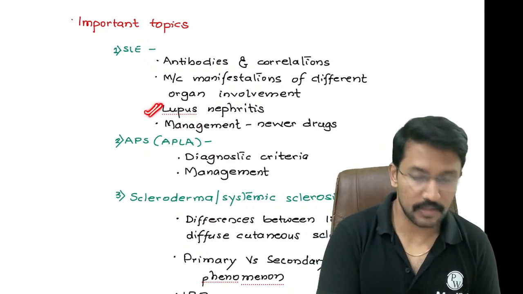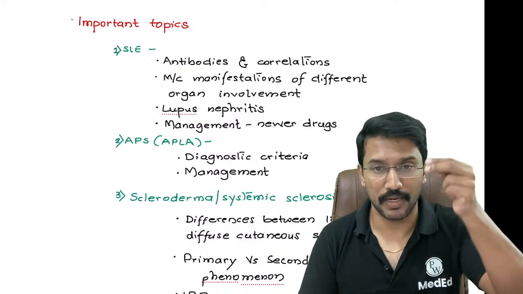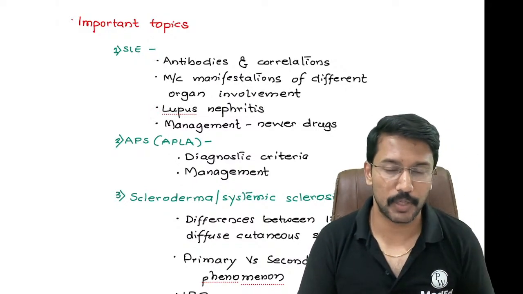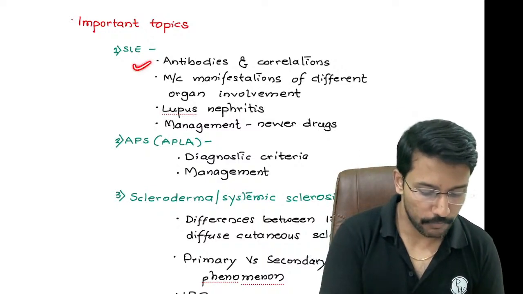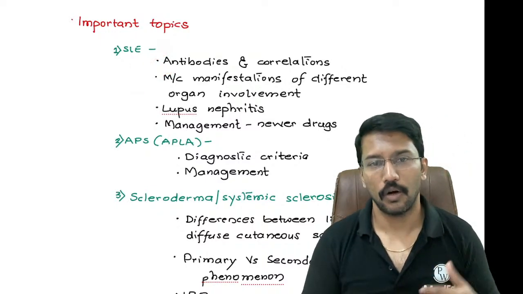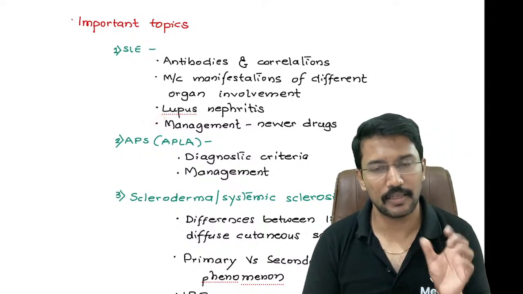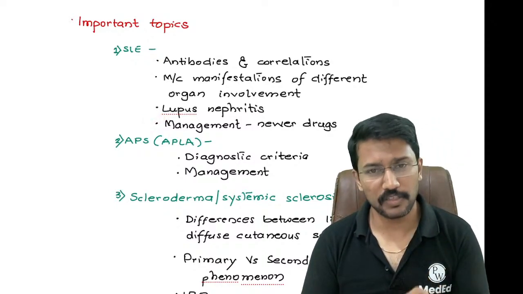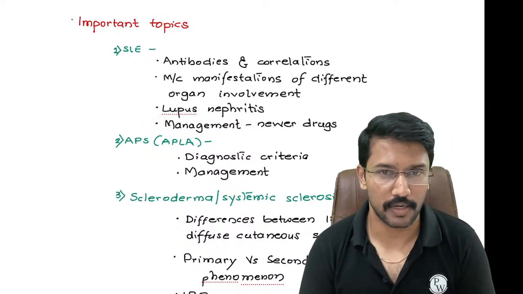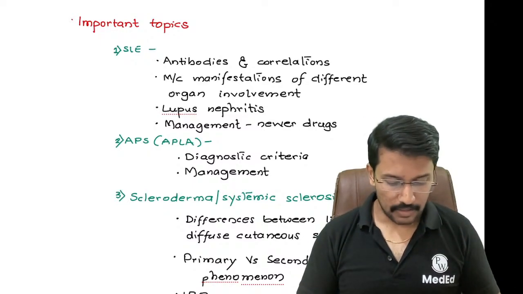MCQ template 3 is based on lupus nephritis, mainly the grade of lupus nephritis which you will study in pathology. I will focus on antibody and correlations, organ manifestations, and management of SLE with focus on the newer drugs, because I anticipate that they will ask questions on that. Okay, so we'll start with SLE first.